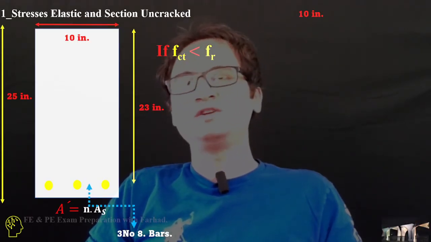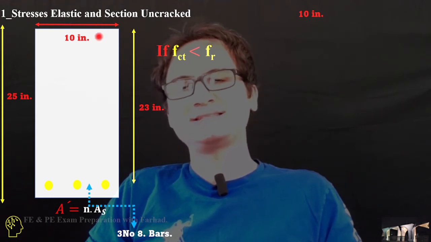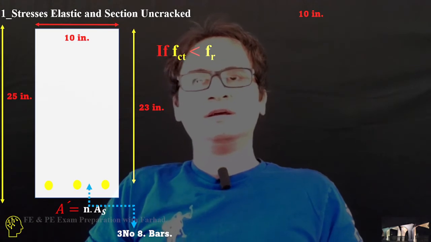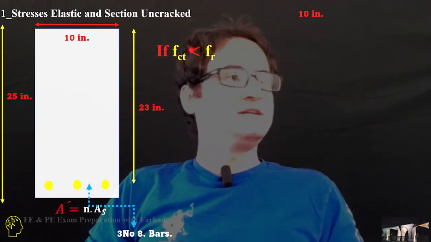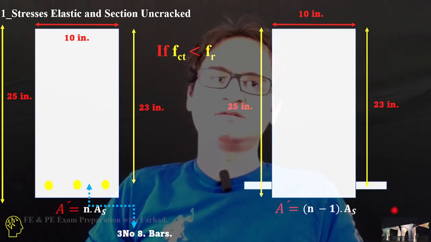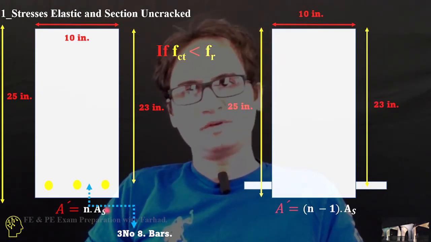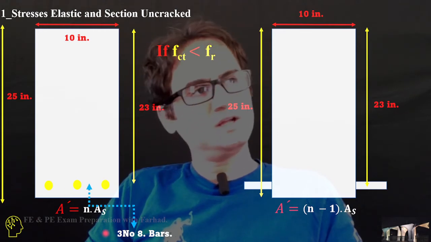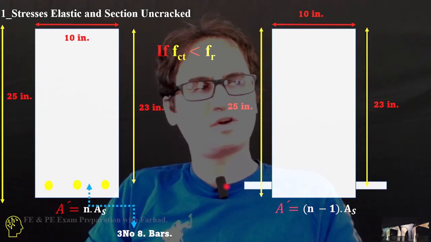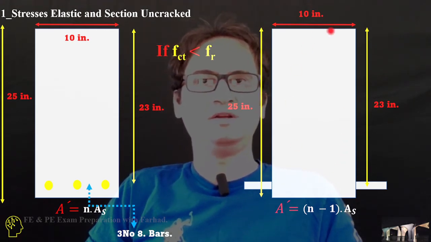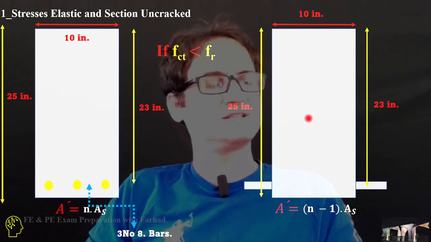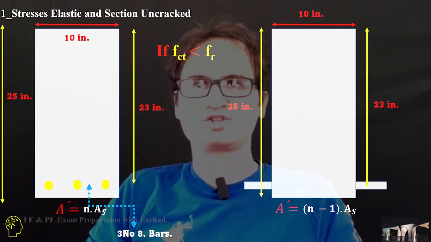So the first one, in which the stress is in an elastic domain and section is uncracked, is then again FCT is less than a modulus of rupture, and that's when the section transforms, the tensile steel rebars transform to an equivalent area of concrete, but the whole area remains uncracked. So the cross section is intact. There is no rupture in cross section.